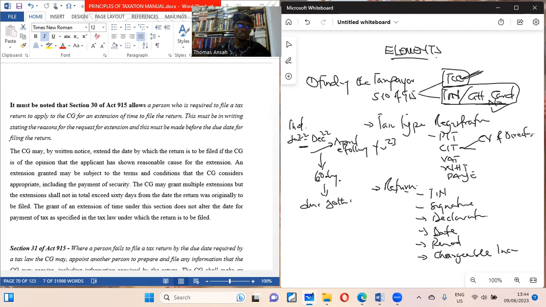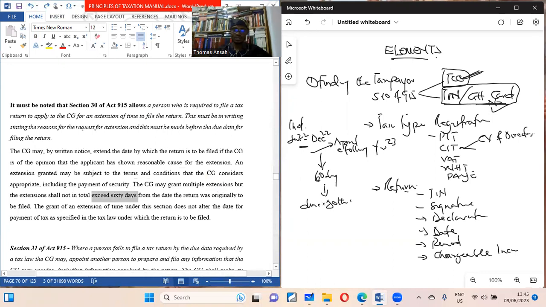All right. So that is on the grounds that your reasons are reasonable. The Commissioner General can allow for an extension. All right. So that is that. So it says that the CG may in writing extend the date for you on reasonable grounds for the extension. An extension may be subject to terms and conditions, including payment of security. The CG, the Commissioner General, may grant multiple extensions, but it shall not exceed 60 days, like I said. So the maximum they can give you is up to June.